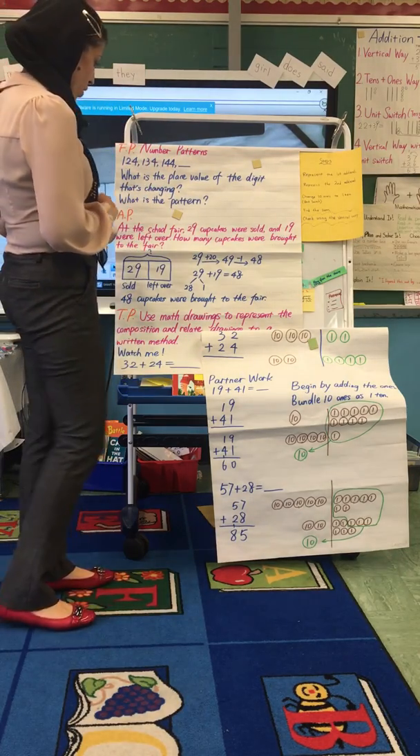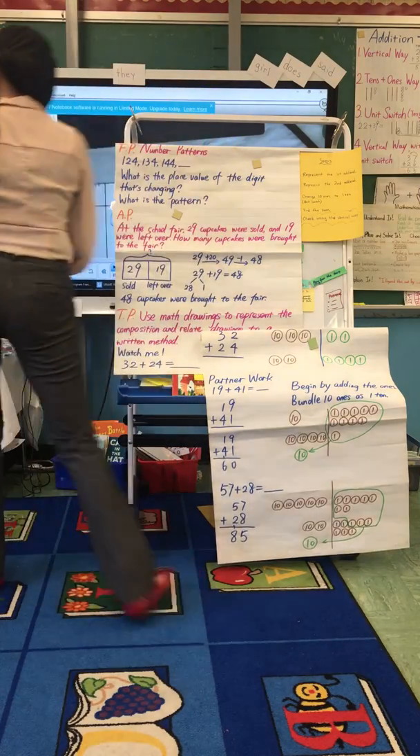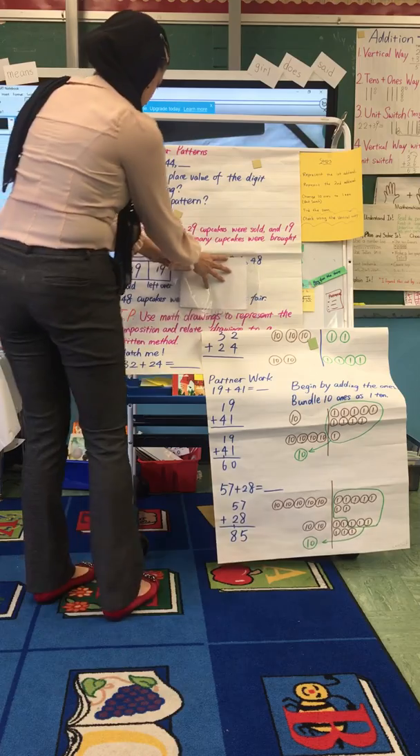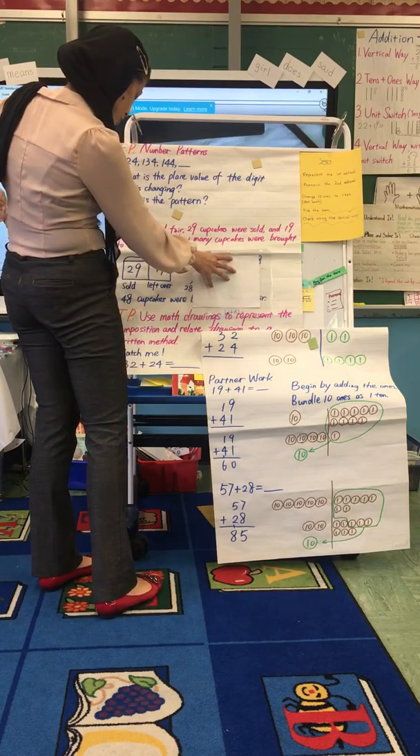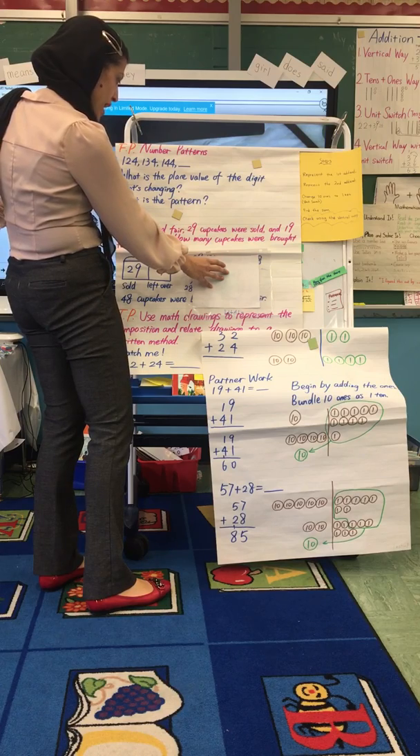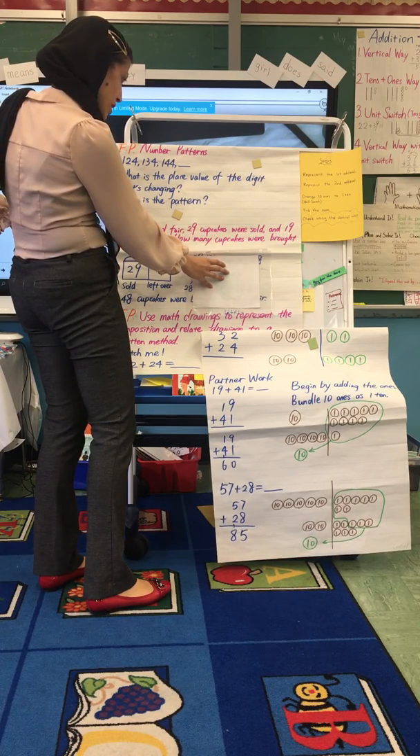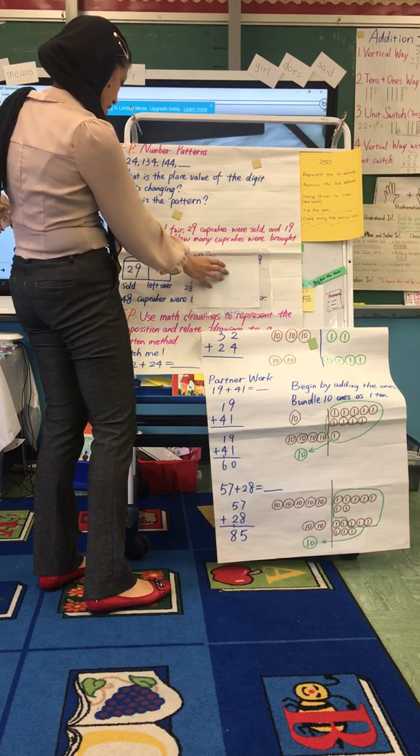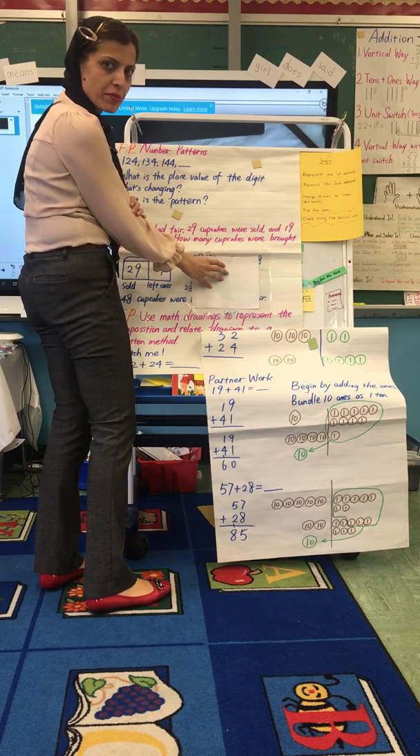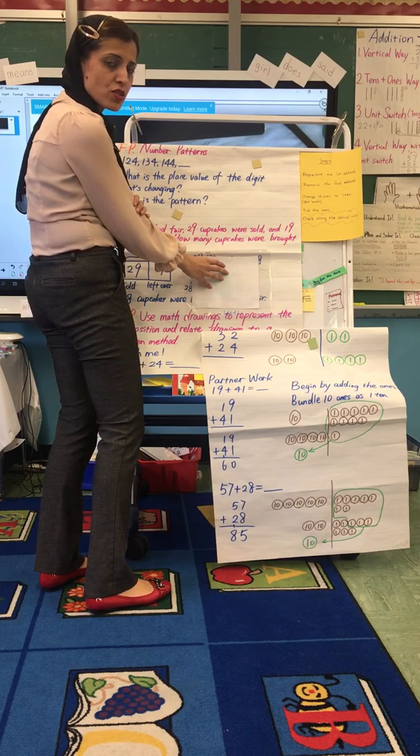So here we go. I'm going to cover this up with this. So we are now looking at the answers. And here, if you look over here, you said, at the school fair, 29 cupcakes were sold and 19 were left over. How many cupcakes were brought to the fair? So I want you to pause the video and solve this with your family members or by yourself. But before you start, I want you to turn and talk about the strategies.